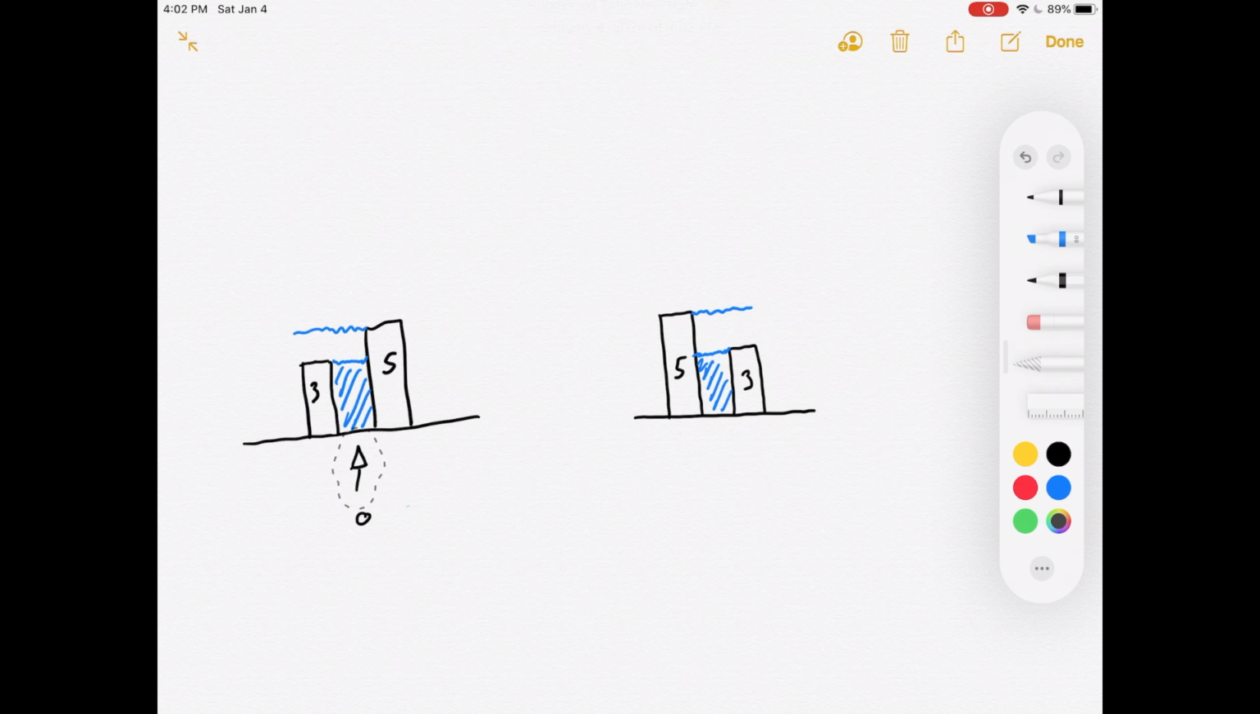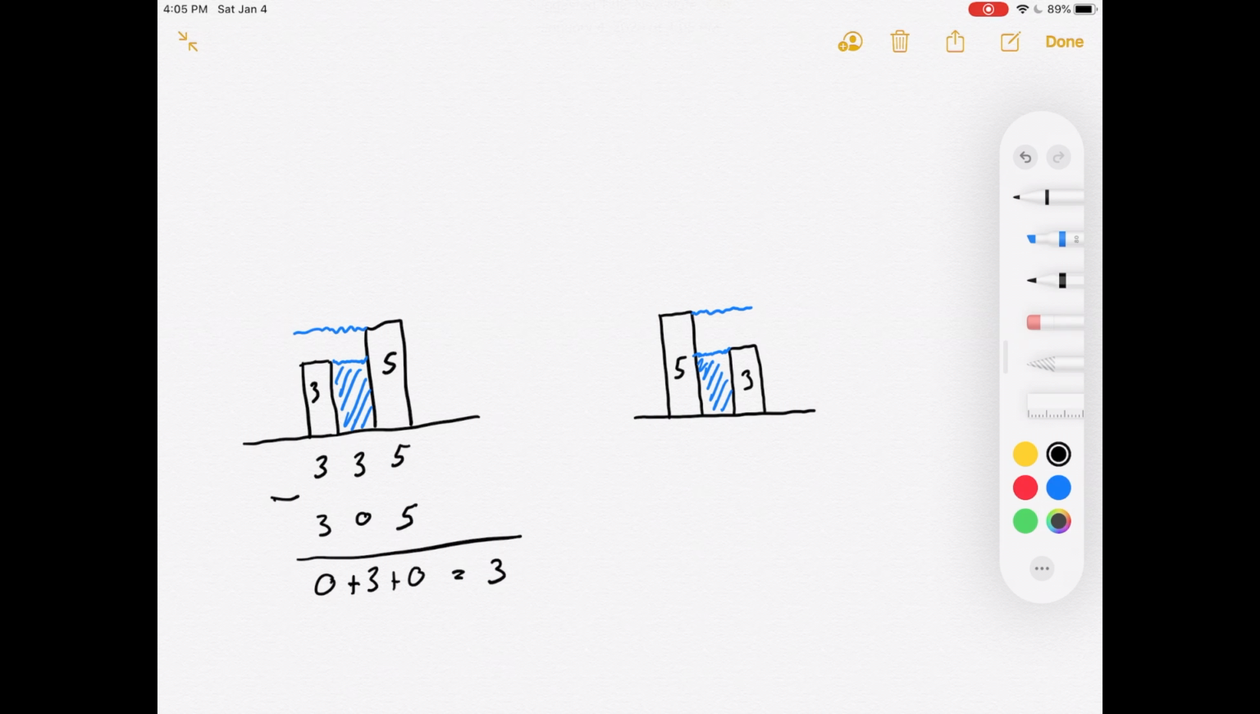Why is there no water here? Because the height of the building here is 3. And why is there no water here? Because there's a building there with a height of 5. So what we're doing, in reality, is we're taking the height of what the water level could be. So here would be 3, here would be 3, and here would be 5. And we're subtracting the height of the buildings. What's 3 minus 3? That's 0. What's 3 minus 0? That's 3. What's 5 minus 5? That's 0. So the total amount of water is 3.